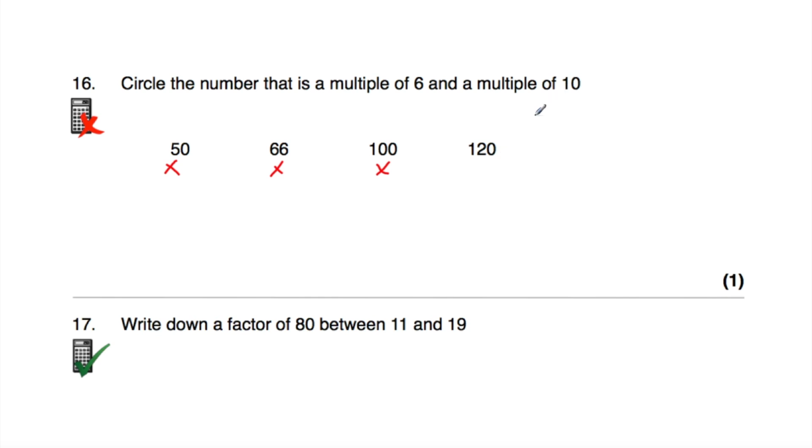Now that is a multiple of 10 because it ends in a 0. In terms of a multiple of 6, well, actually thinking about this, 6 times 20 is equal to 120. Or remember we got to 96, 102, 108, 114, and 120. So that would be in the 6 times tables. So that means that 6 is a factor of 120, so 120 is a multiple of 6. So 120 is a multiple of 6, and it's a multiple of 10. And that's it. So we're going to circle that one.